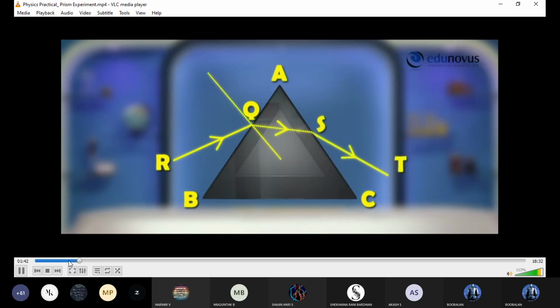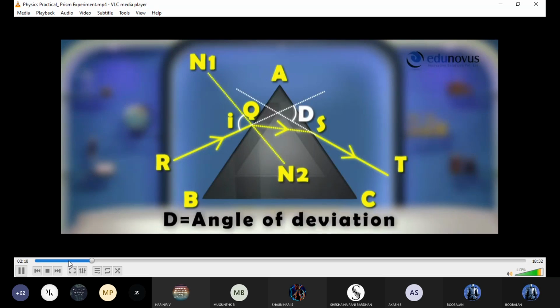When a normal is drawn on the surface of the prism AB at a point Q, the angle between the normal and the incident ray is called the angle of incidence, denoted by i. When you extend the incident ray in the forward direction and the emergent ray in the backward direction, they make an angle D, which is called the angle of deviation.